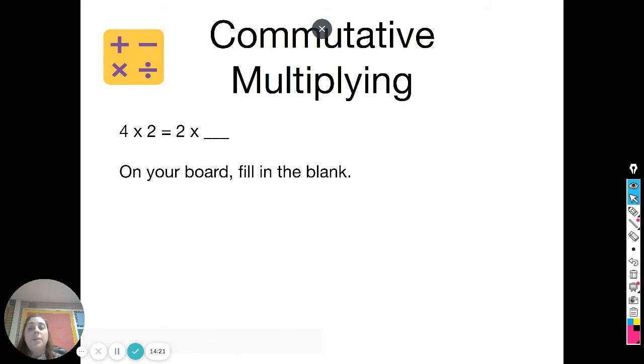Okay, so on your board, you're going to go ahead and fill in the blank. Here is the equation. It says 4 times 2 equals 2 times blank. If you want, you can just write the answer. Or if it's easier for you, you can write the whole equation out. You do not need to draw the array unless you believe it is going to help you, but we're going to go through this a little quickly, so you may not have time. Just thinking about what you know from these factors in the commutative property, in multiplication, you can take two numbers and flip them and the answer stays the same. So what can we do with these two factors to make an equation that is the same?